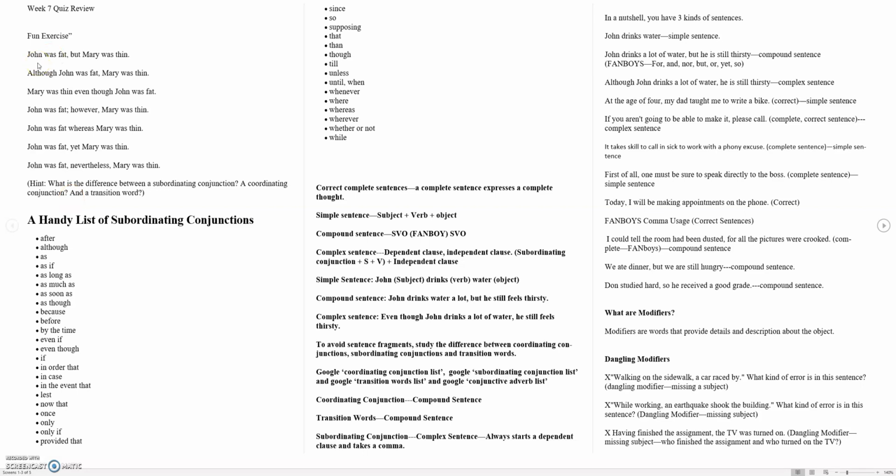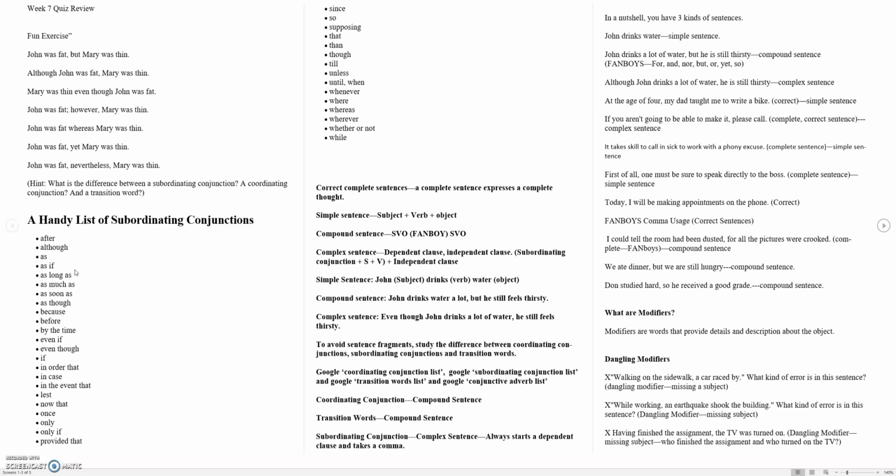All right, so this video talks about sentence structure. You should memorize the subordinating conjunctions, because whenever you have a subordinating conjunction that starts a dependent clause, which is an incomplete thought, you have a complex sentence. When you have a dependent clause at the beginning of the sentence, you have to put a comma after the dependent clause. A subordinating conjunction means it is an incomplete thought. It's subordinate to the independent clause, which is a complete thought.